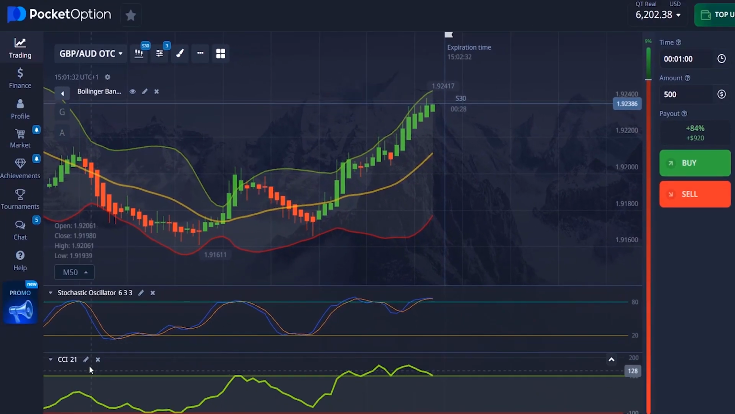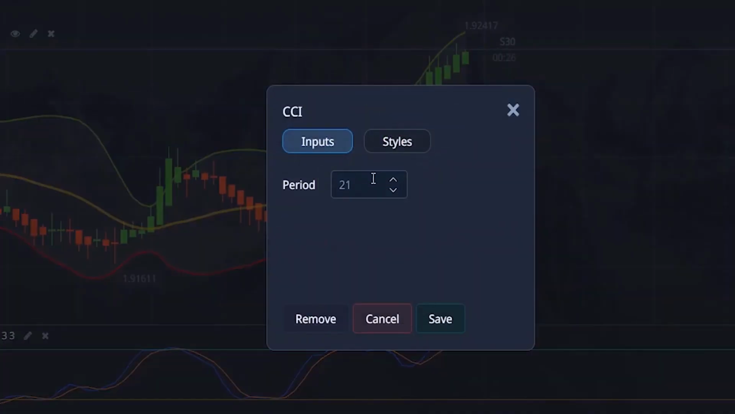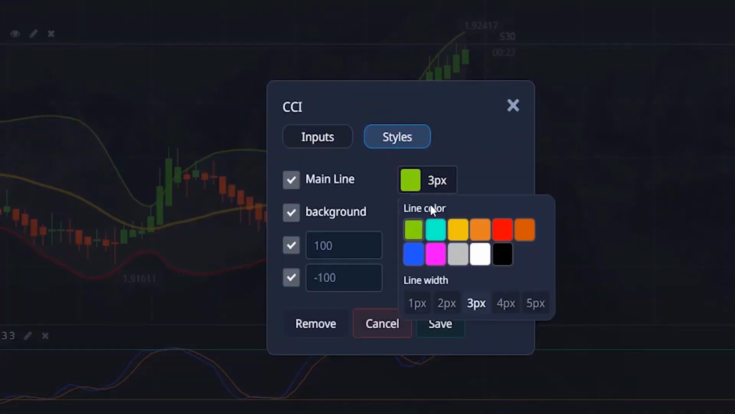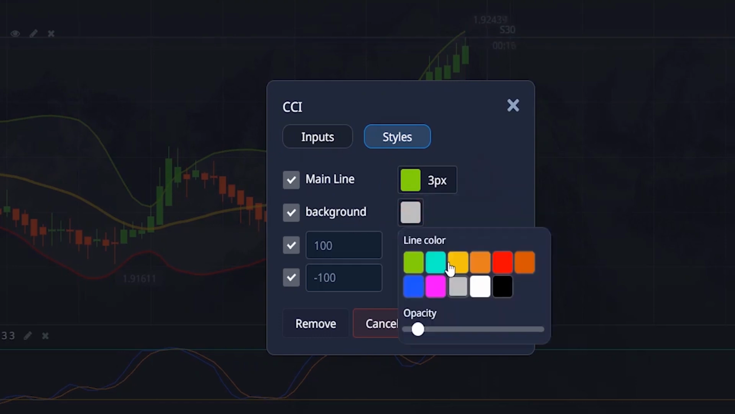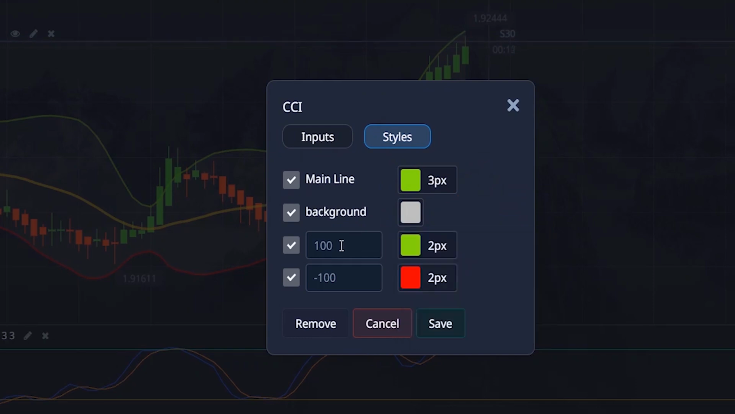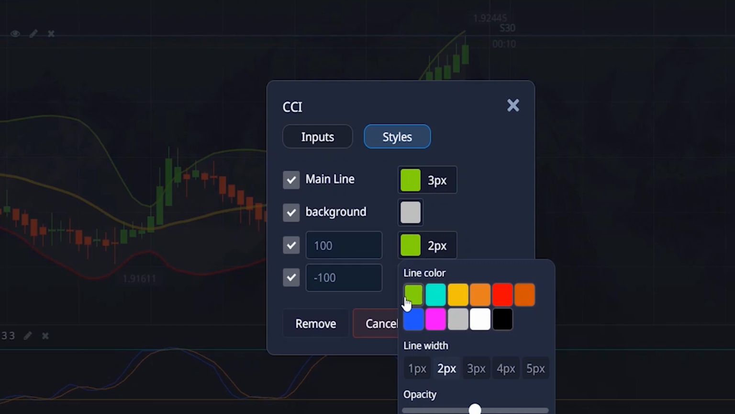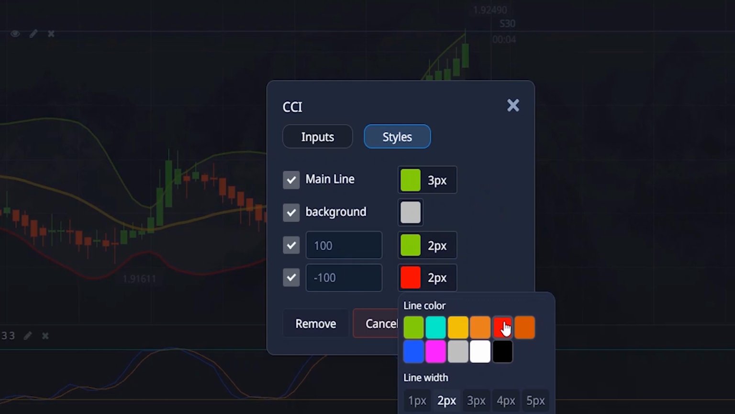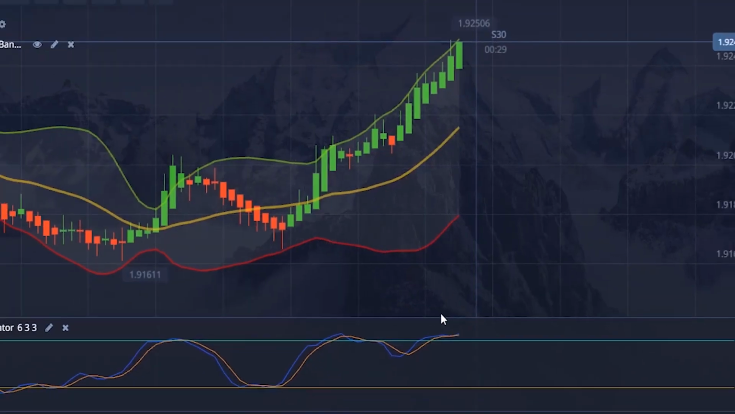My CCI indicator comes with the settings of the period of 21. Right here on the star level at the main line, I'm going to be using a green color and I'll set it on 3 pixels. While the background color, I'm going to be using a gray color and I'll leave the opacity just like this. The 100% level, I'm going to be using a green color and I'll set it on 2 pixels. While the minus 100%, I'm going to be using a red color and I'll set it on 2 pixels. So when I'm done, I'll click on save.